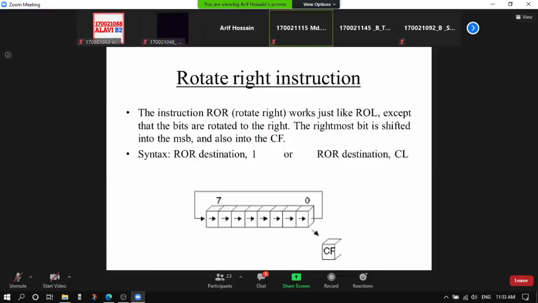Okay, so the same thing. This is rotate right. Do I need to explain anything? No, sir. Still, I should say the difference. The only difference is that now from the LSB it will go to the carry flag, and the value of the LSB will move to the MSB. All the bits will be shifted to the right since it is a right operation. Similar, same thing.